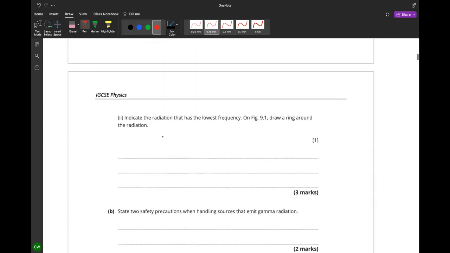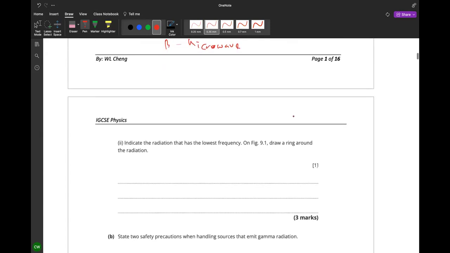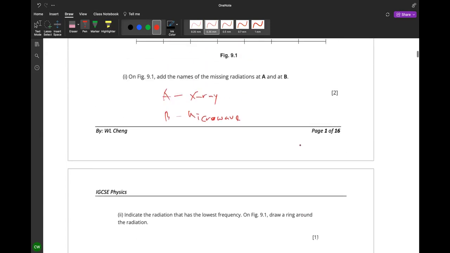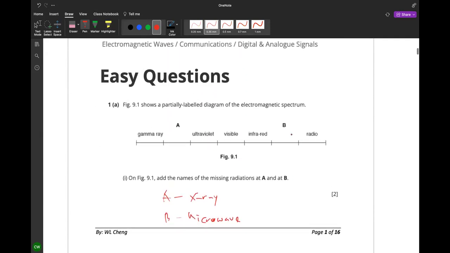Okay, indicate which radiation has the lowest frequency. Which one has the lowest frequency? Which one? The lowest one? Radio wave, correct. So circle radio wave.